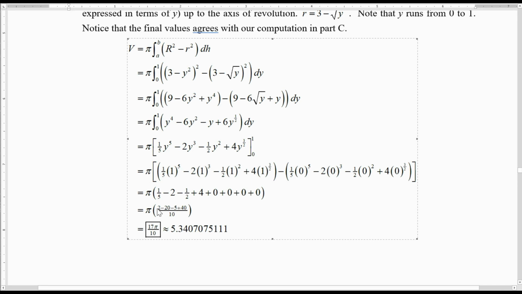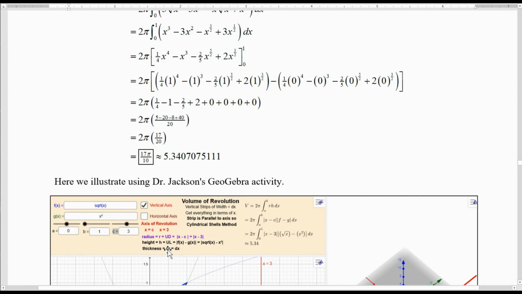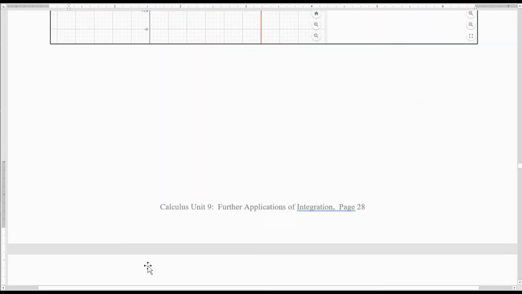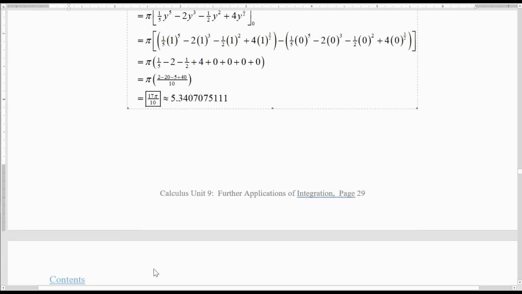So 40 plus 2 is 42. Negative 20 plus negative 5 is negative 25. 42 minus 25 is 17. So it's 17 pi over 10 is our answer. And the decimal approximation there is about 5.34. Did we do that already? Yeah, we did that one already. Here's 17 pi over 10. And here we got, hey, 17 pi over 10. It checks out.